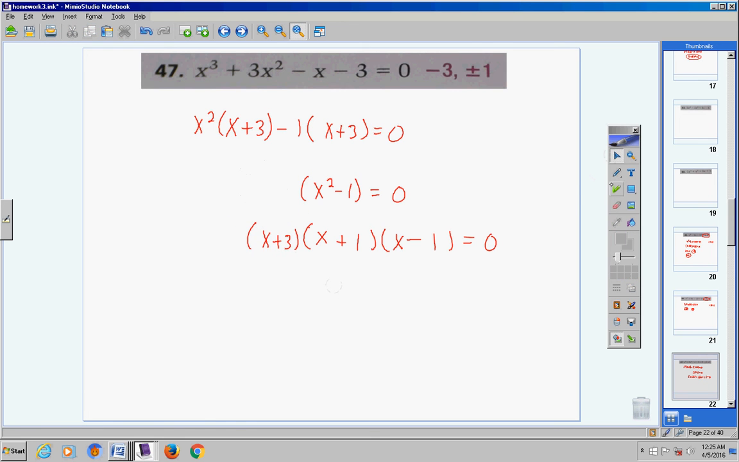Now let's solve the equation. Set this group equal to 0 and solve, you'll get this. Set this group equal to 0 and solve, you'll get this. Set this group equal to 0 and solve, and you'll get this. And that's the exact answer we have up here. Alright, number 48.